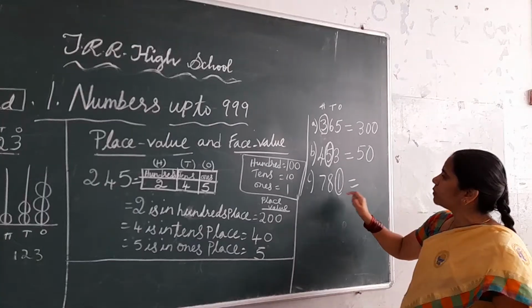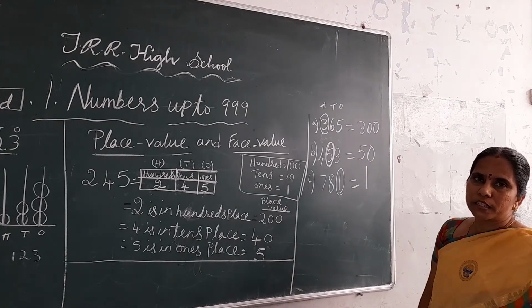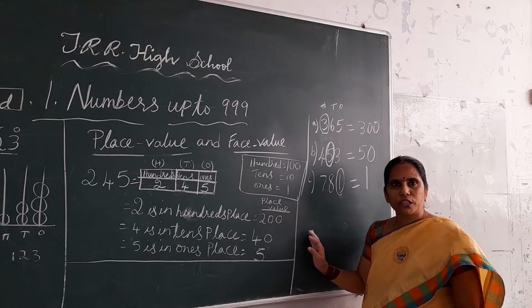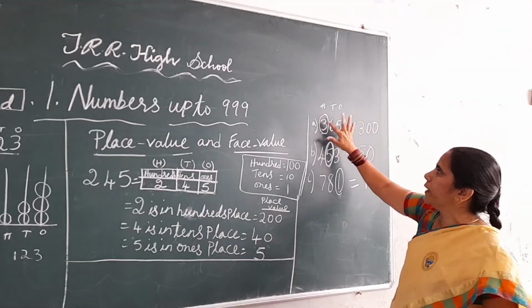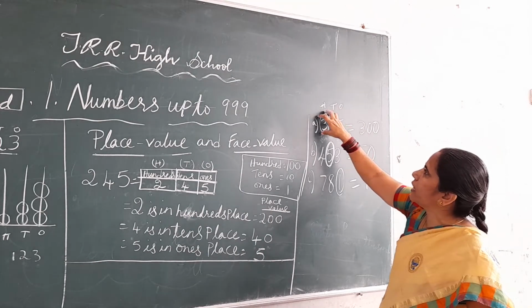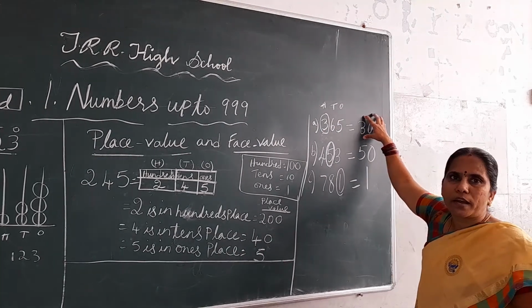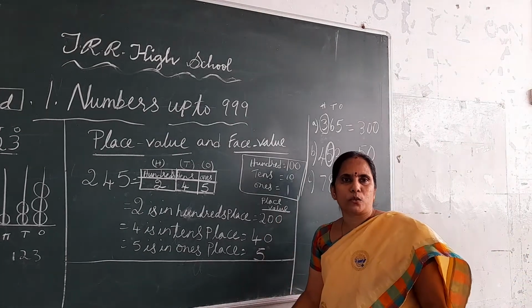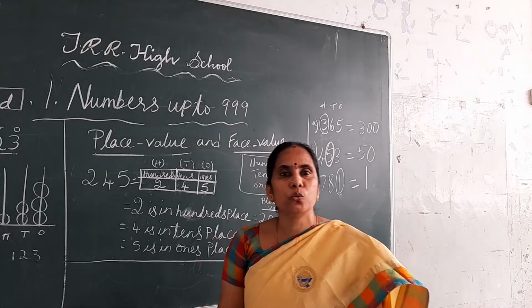So what is the place value of this one? It is 1. Understood, children? You all understood the place value of the digits? If they give you a circled number, only for that particular circled place you write the place value. I think you all understood the place value. Now I will tell you the face value.